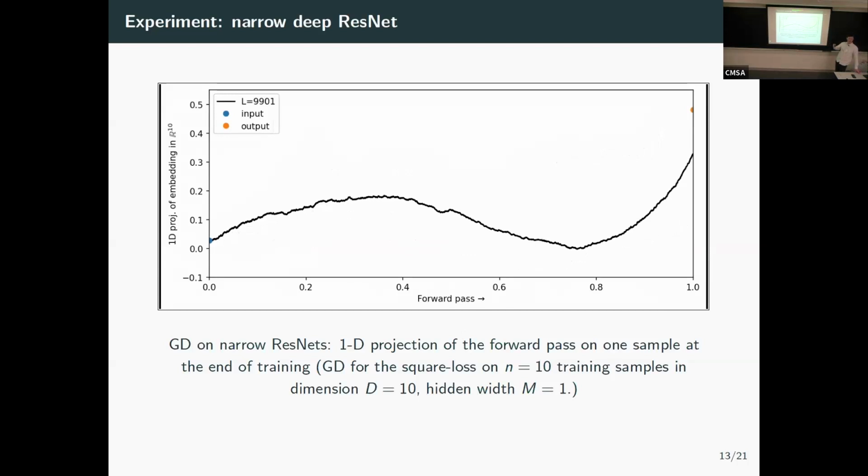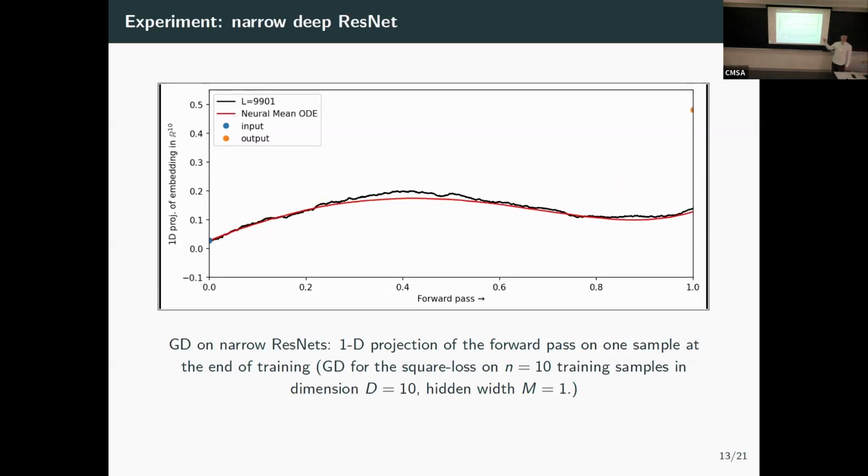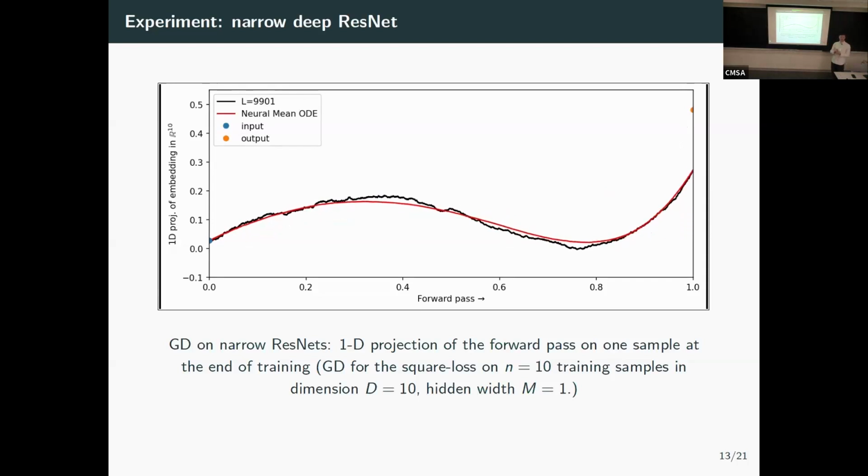It becomes very regular. We see that it starts looking like an ODE, in fact. And if I compare with the neural mean ODE, which is the dynamics of an infinite width ResNet, we see that it converges to that. So here I'm comparing a width 1 ResNet with an infinite width ResNet.